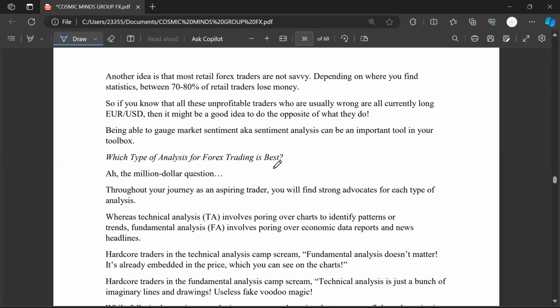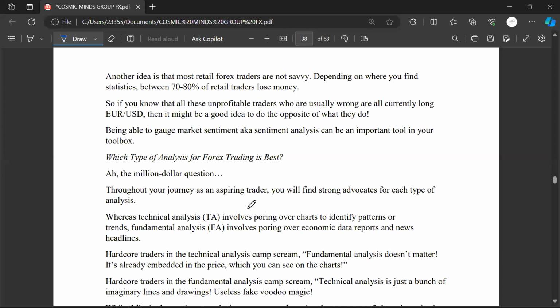What type of analysis is the best for trading? One might ask, because you have done three of them, someone might ask which of them is the best. That's the question most of us as amateurs, the beginners, will ask.